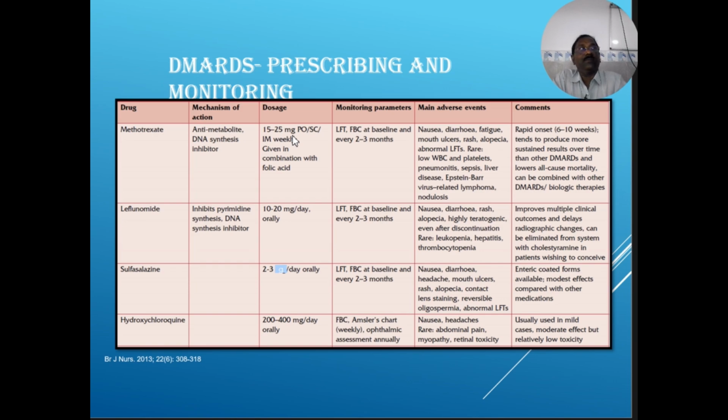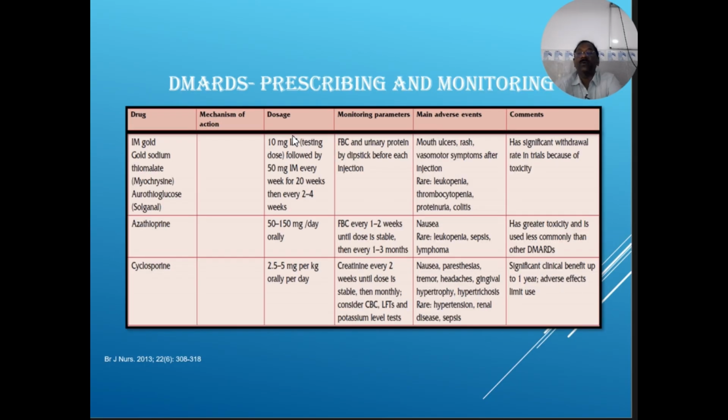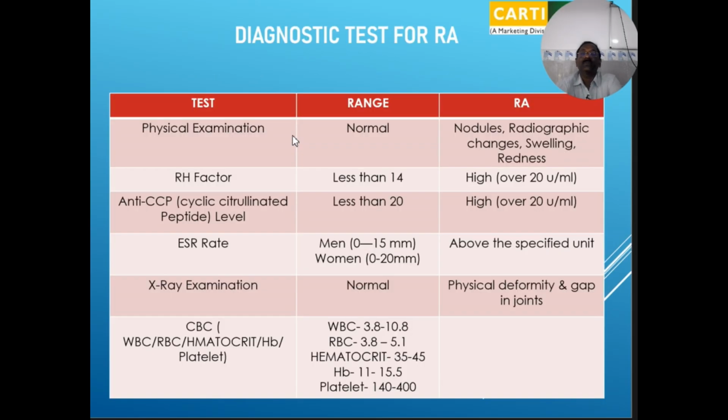See leflunomide, where it acts: it inhibits pyrimidine synthesis, a DNA synthesis inhibitor, like your methotrexate. Both the DNA synthesis inhibitors are methotrexate and leflunomide. Methotrexate is an anti-metabolite, but leflunomide inhibits pyrimidine synthase. See the gold, etc., cyclosporins.